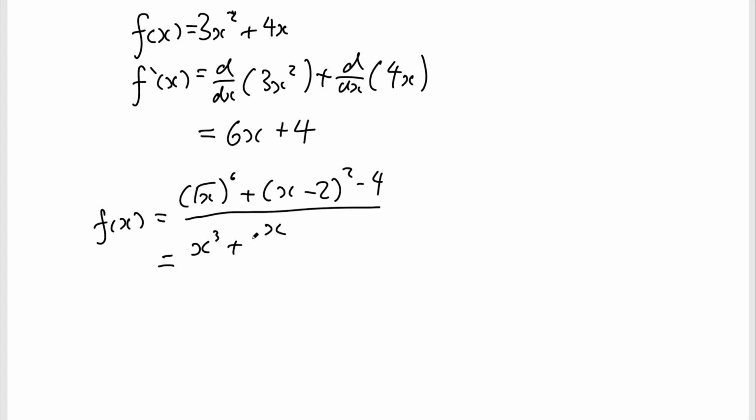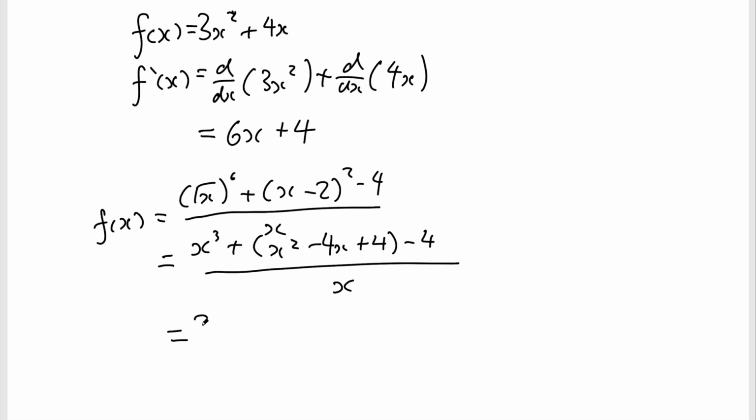Plus, I'm just going to put a bracket here by expanding this first. So this is now x squared minus 4x plus 4, minus 4 over x, which is then equal to x cubed plus x squared. I'm just going to simplify this now. Minus 4x plus 4 minus 4 over x.